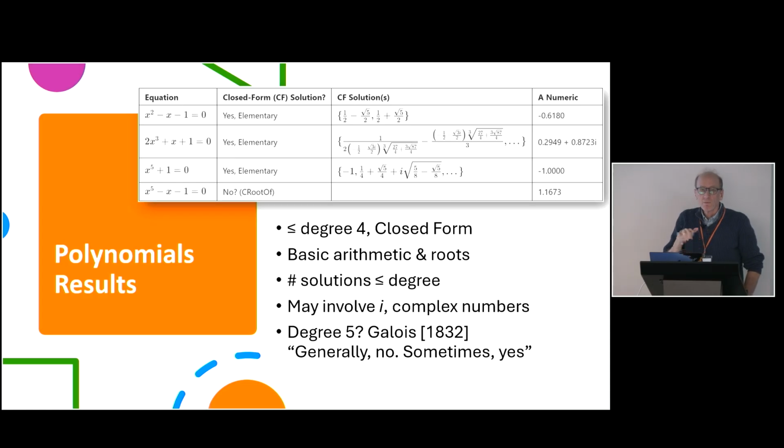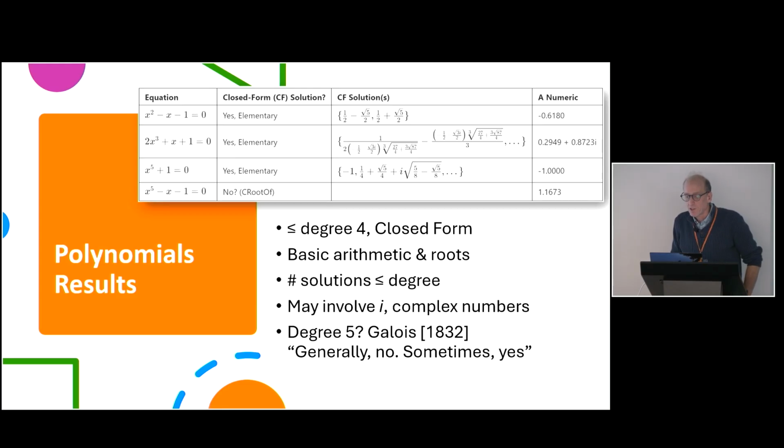From degree 4 and below, we always can find a closed form. It uses basic arithmetic operators and things like roots. We often get multiple solutions, but the number of those solutions is never more than the degree of the polynomial. Looking at row 2, something that's kind of annoying is it's got that I in it. That's the square root of -1, so it's a complex number. In a lot of our applications, getting an answer with a complex number is no answer at all. So we might get an answer and then decide it isn't applicable to our domain.